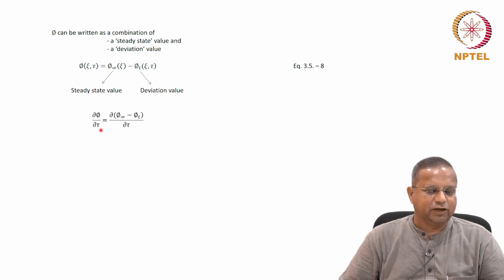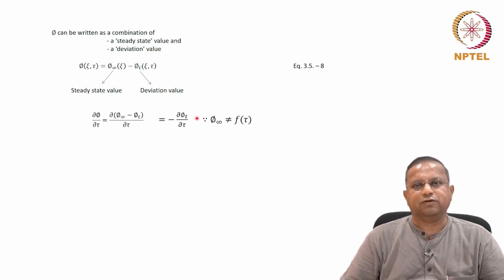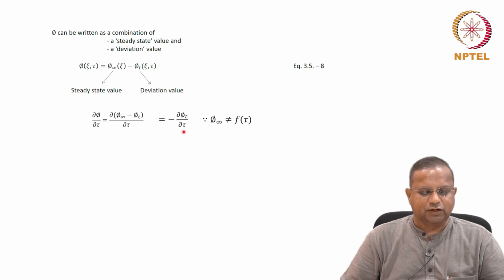We'll call this equation 3.5-8. Therefore, dou phi dou tau can be written as dou of phi infinity minus phi t divided by dou tau. I'm just writing phi in terms of phi infinity minus phi t, which is nothing but negative of dou phi t by dou tau, since phi infinity is not a function of tau. Okay, so this is pretty much a constant as far as this is concerned. Don't worry about it. We have brought it in terms of a fluctuation variable, minus dou phi t dou tau.